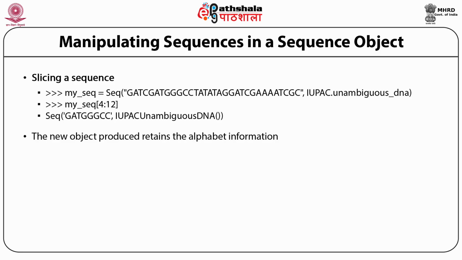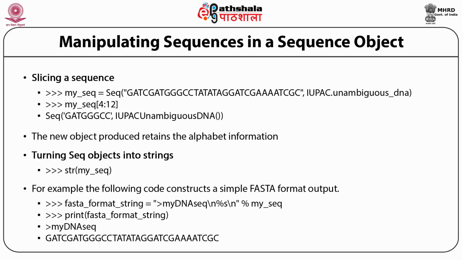Now the other manipulation that we would like to do is turn the sequence object into strings. It is very simple. We just have to say str, and inside the bracket I have to give the name of my sequence object. Here it is my_seq. I just say str in brackets my_seq. For example, the following code constructs a simple FASTA format output. FASTA format is one of the most often used formats in bioinformatics. So if I want my sequence object to be displayed in FASTA format, I just have to say fasta_format_string. That is the name that we keep.